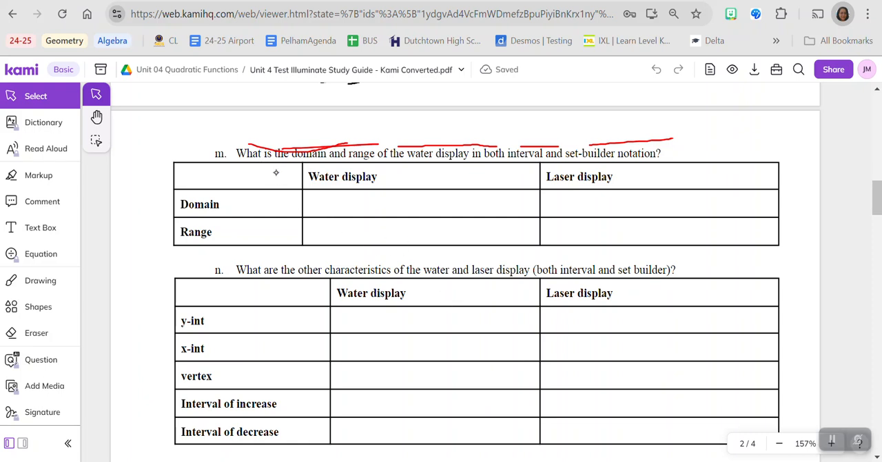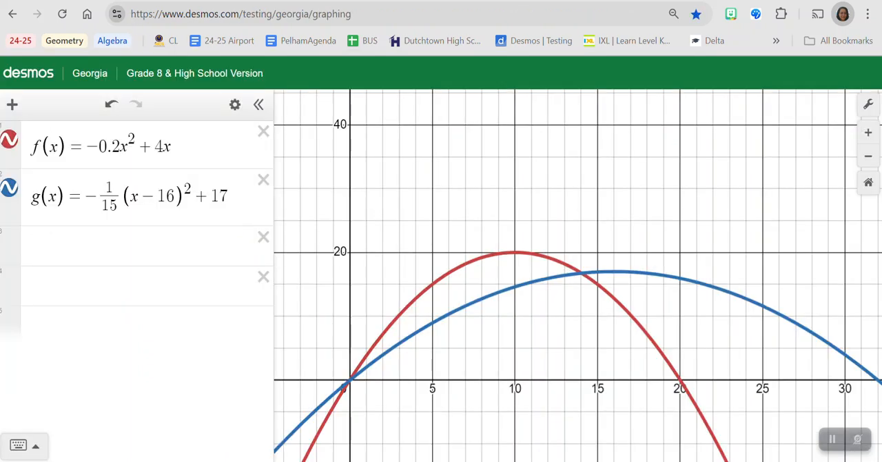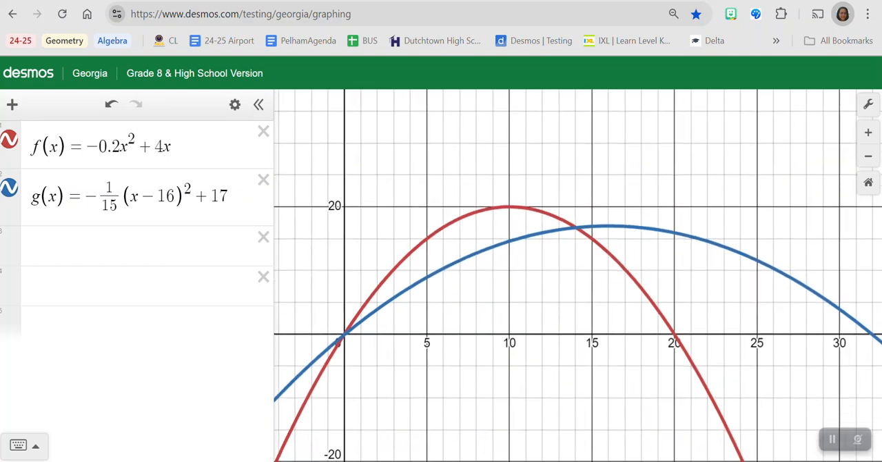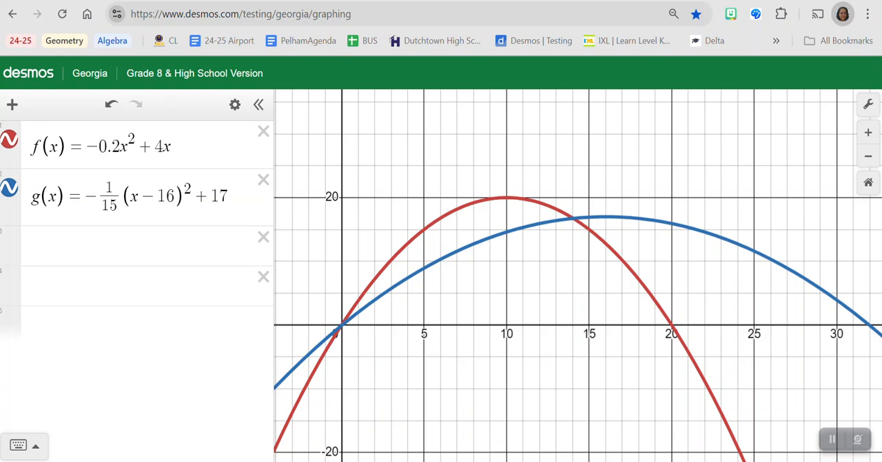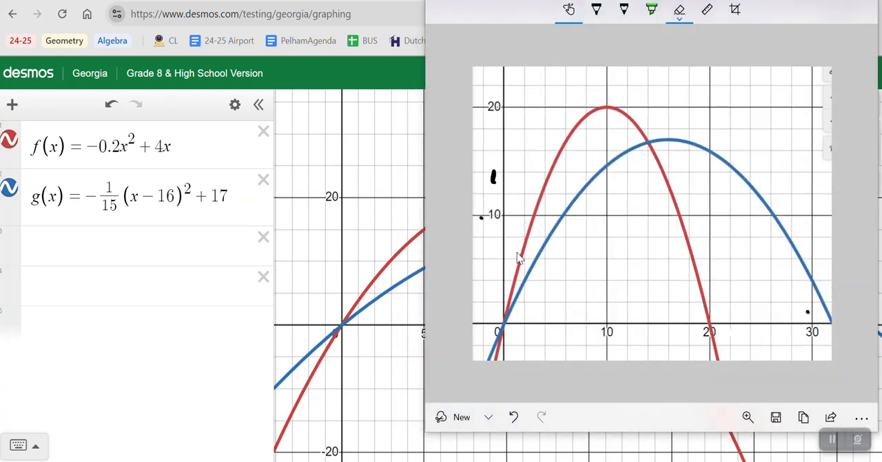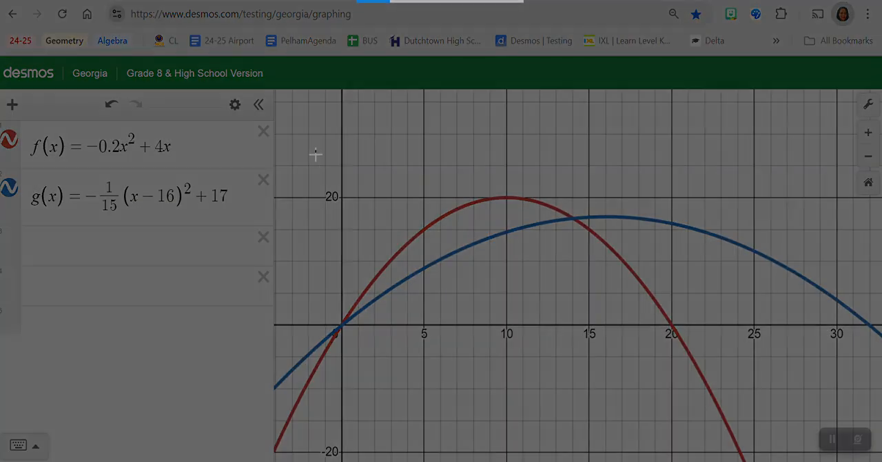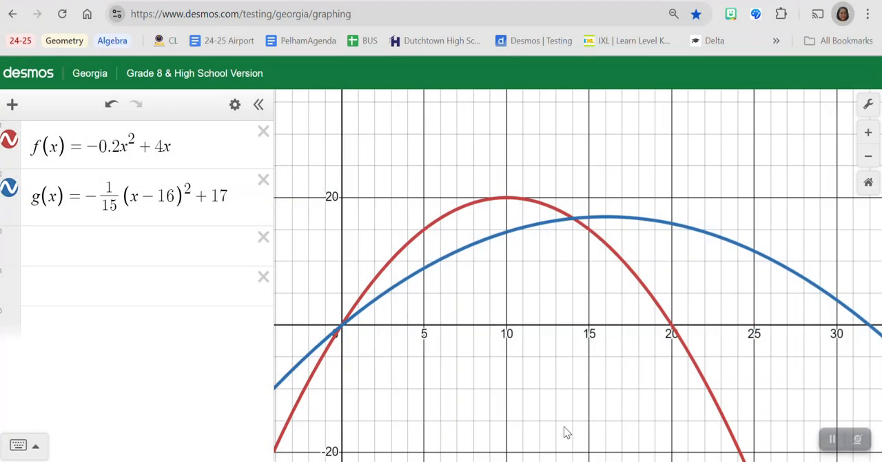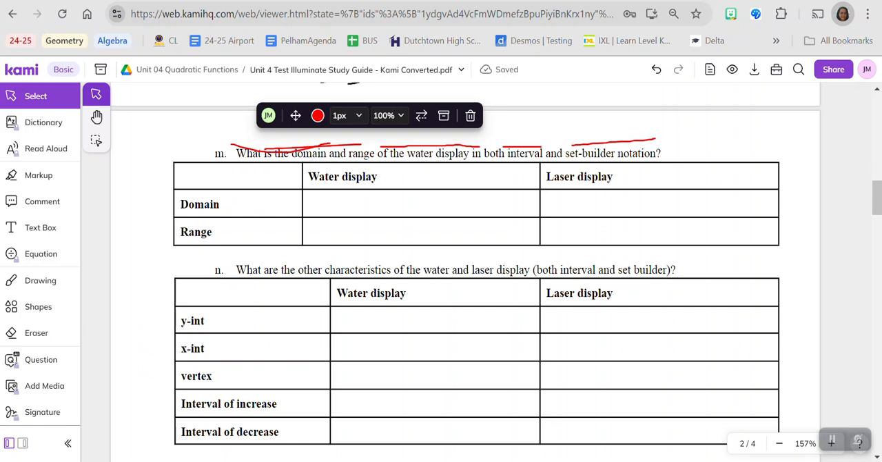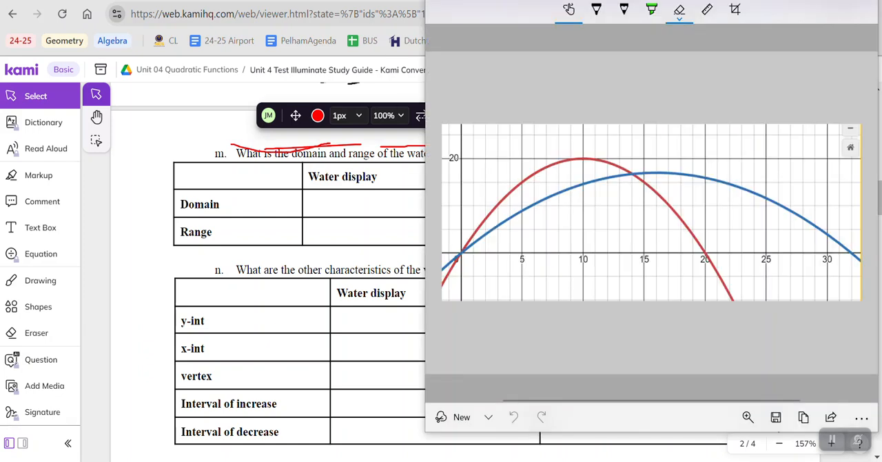All right, so continuing this, it says, what is the domain and range of the water display in both interval and set builder notation? So the water display is the red one, and the domain is going to be the x values. So let me go ahead and make a screenshot of this so that I can write on it. All right. So when looking on the red one, the domain is going to be from where it starts.